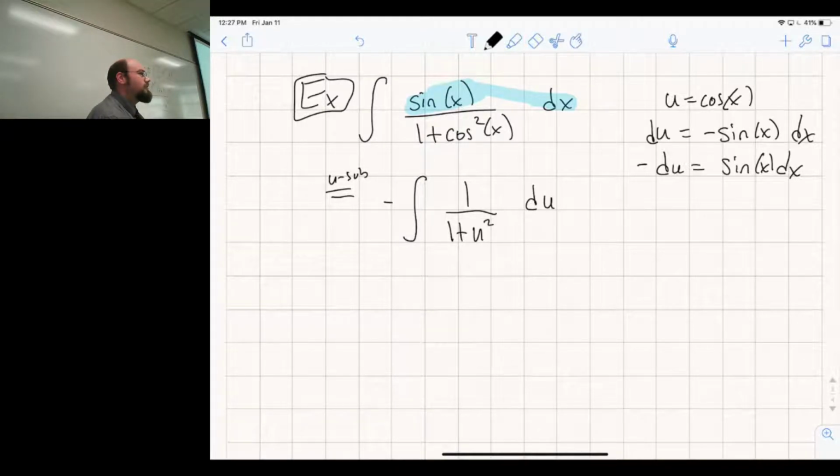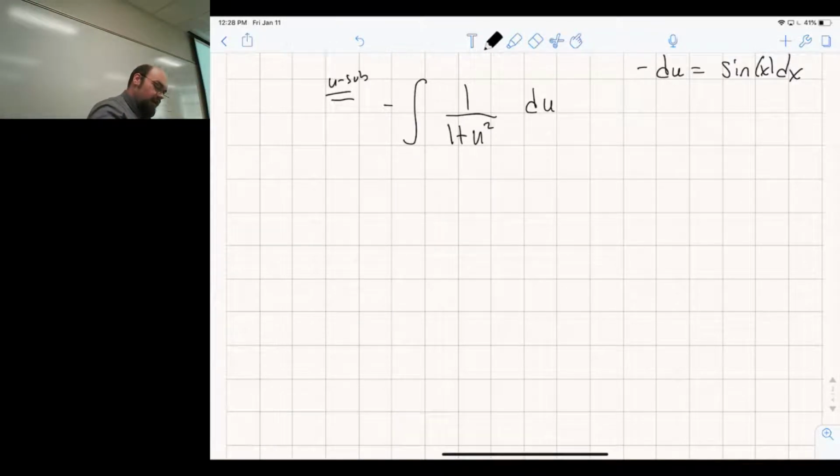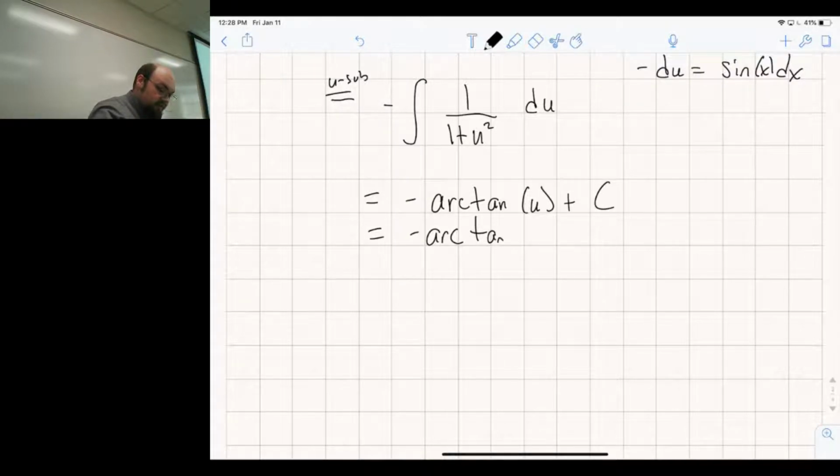Yes, no, maybe? I picked up that negative from the derivative. Well, what's the integral of 1 over 1 plus u squared du? Arctangent. That's a special one. It's my favorite. I'm telling you, you will see that many times this semester. So that's negative arctangent of u plus c. But remember, u was cosine, so that's negative arctangent of cosine of x plus c.